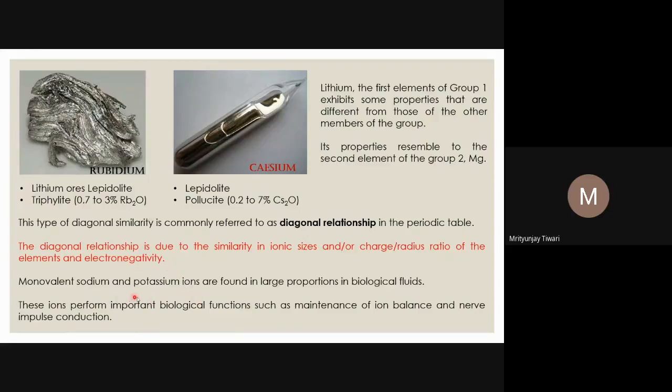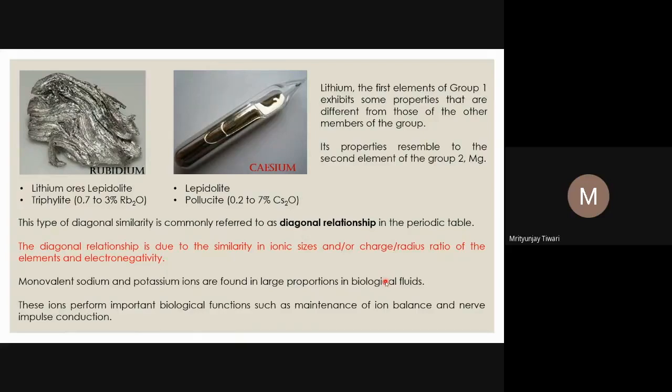The monovalent sodium and potassium ions are found in large proportion in biological fluids, and that is what we know. The sodium and potassium ion channels, you might have heard in biology, sodium potassium channel. These channels allow certain ions to move through because of the potential gradient. So ion channels work on certain properties, and they allow certain ions to pass through only when required under certain conditions.